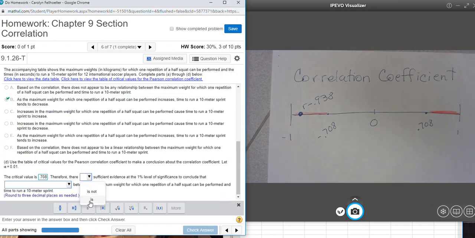There is sufficient evidence at the 1% level of significance to conclude that there is significant linear correlation between maximum weight for which one repetition of a half squat can be performed and time to run a 10-meter sprint.